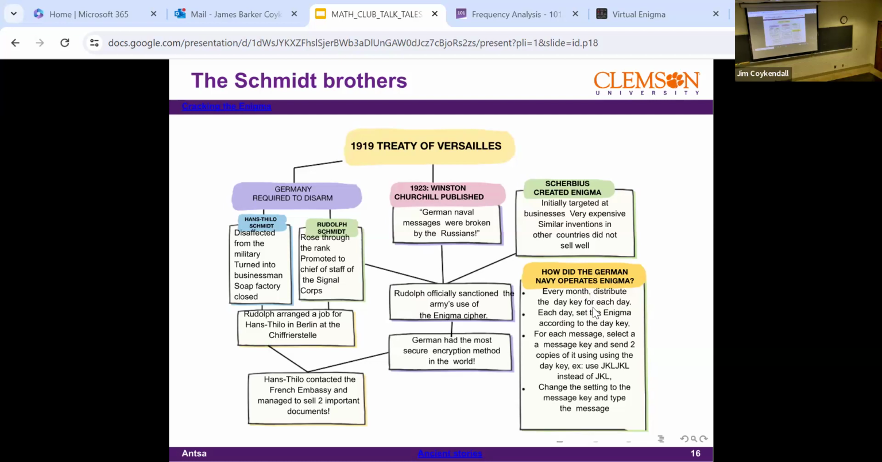Every month they distribute the key for each day, and each day they set the Enigma according to the day key. And for each message, they select a message key and send two copies of it using the day key. So if you have GKL, you just write GKL twice, just so we agree on the same key. And then we change the setting to the message key and type the message. So it's a lot of steps, and if the secret was not broken, it's basically unbreakable, computationally infeasible.